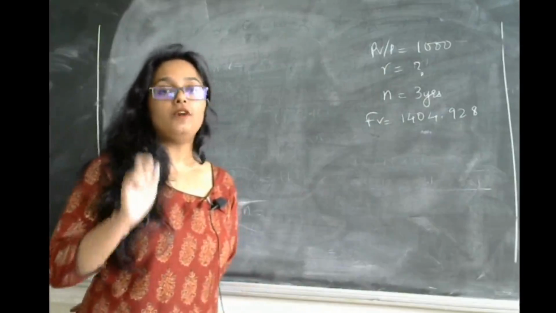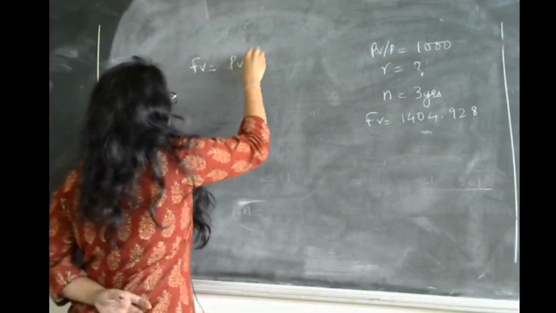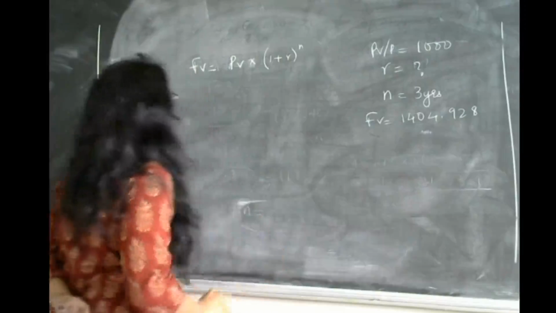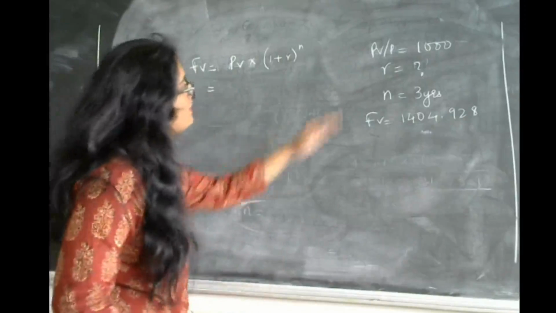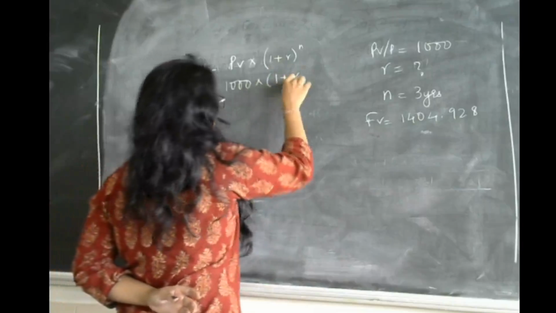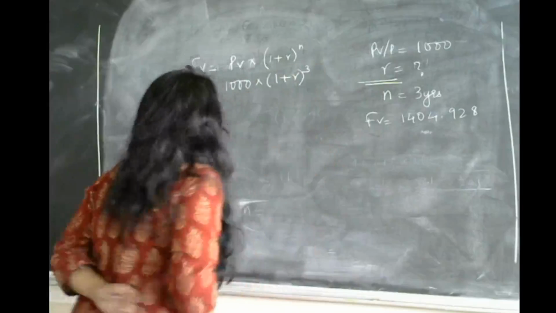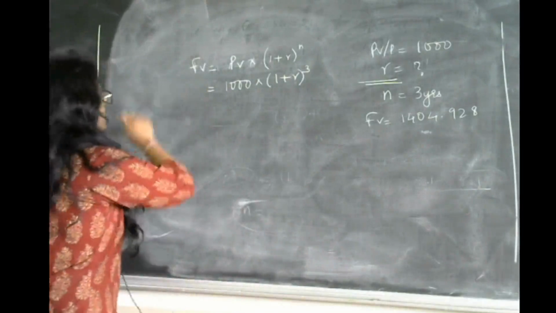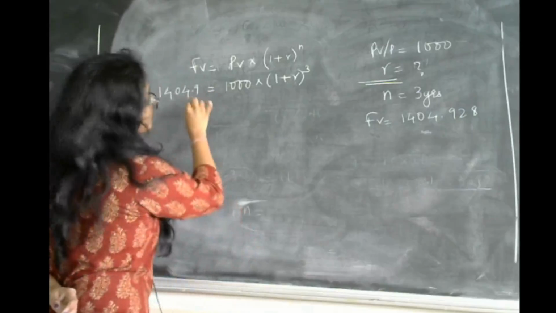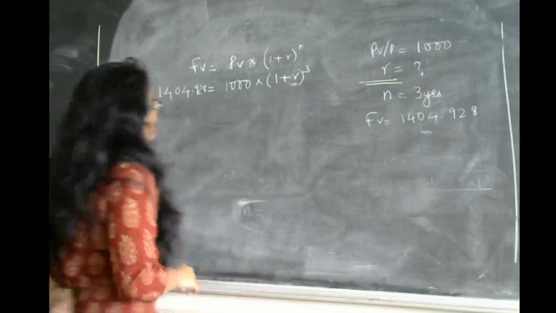That is the future value of compound interest amount. So future value is equal to present value multiplied by the future value interest factor. Present value, what is the present value? 1000 multiplied by (1 plus R), R we are required to find out, the whole raised to n, that is number of years, which is given as 3. Right? Future value is given. What is it given as? 1404.928. It is given. So now we are required to find what is R, right?